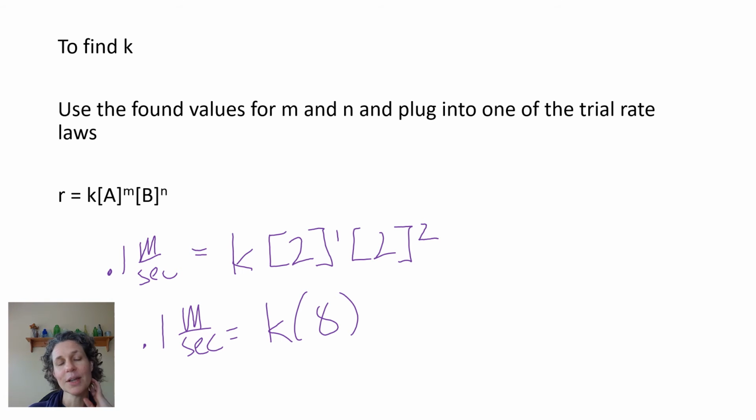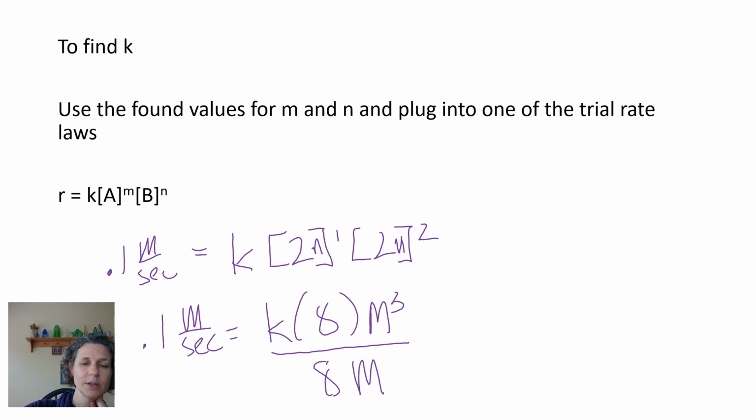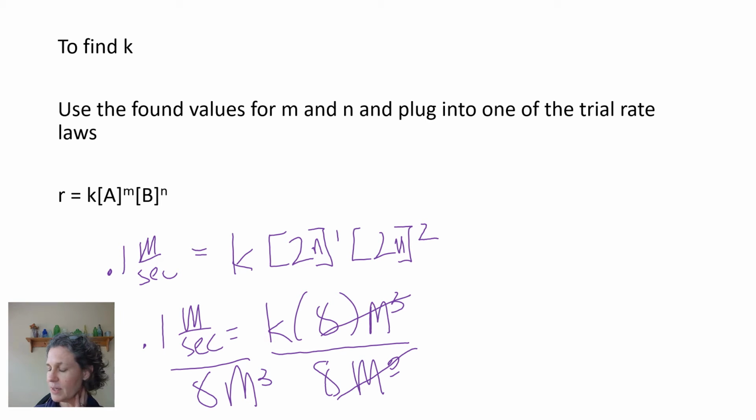Now the units up here are kind of a confusing part. Remember that this is M, that's an M, and this is M also. So I have M to the first and M to the second, so my units are actually M cubed right now. I'm trying to get K by itself, so I'm going to divide by 8 M cubed, get rid of it over here, and then over here 0.1 divided by 8.